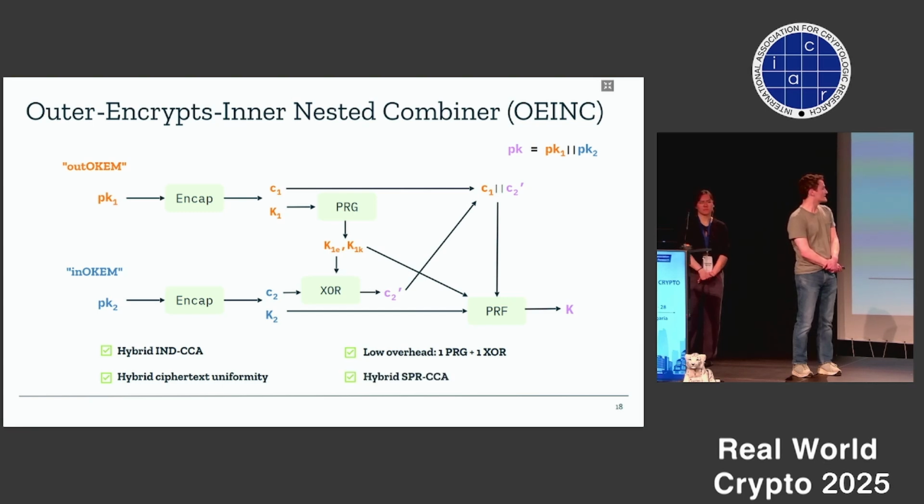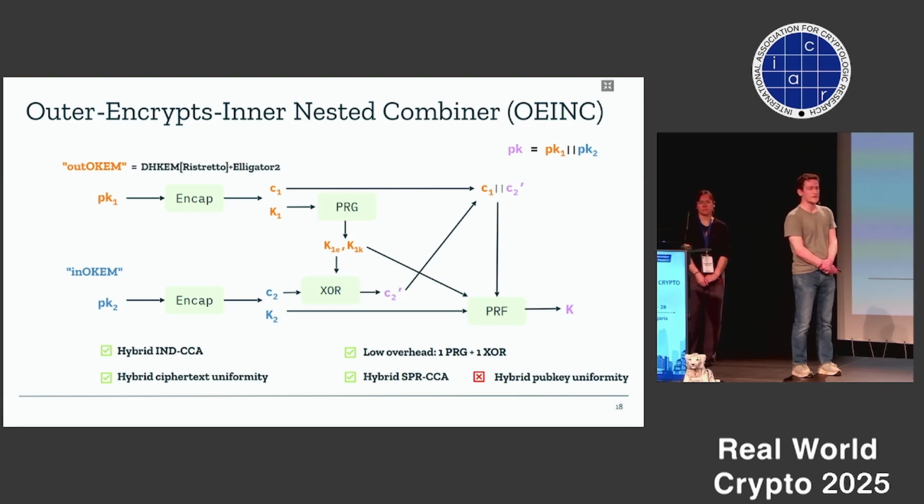So this happens to achieve hybrid SPR-CCA security as well, which we show in our paper. And notably, this does not achieve hybrid public key uniformity because, again, the public keys are just the concatenation of the two underlying public keys. If you can spot a non-uniformity in one of them, you've spotted a non-uniformity in the entire public key. And we believe that this is inherent. It's not clear if you can even make a scheme that has hybrid public key uniformity.